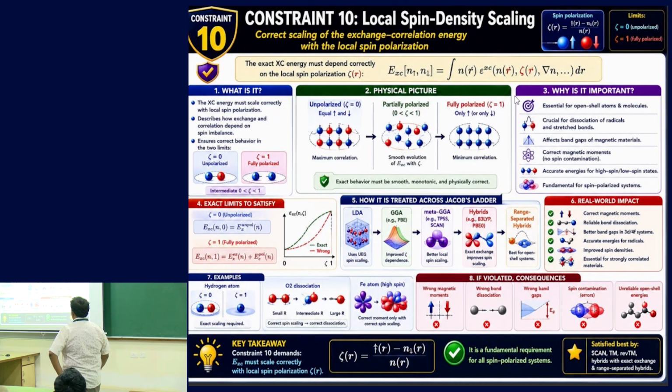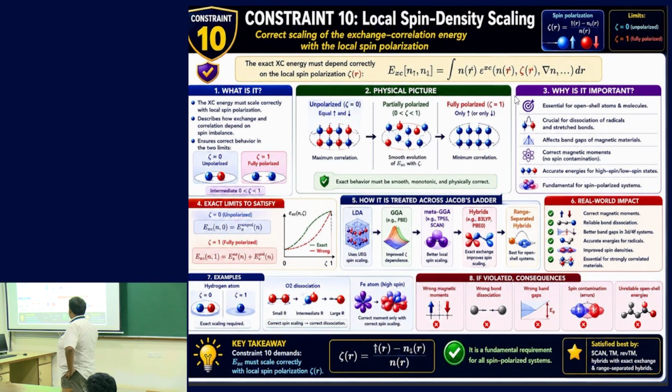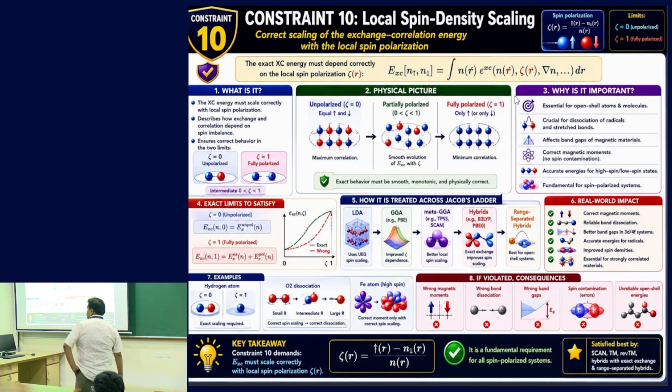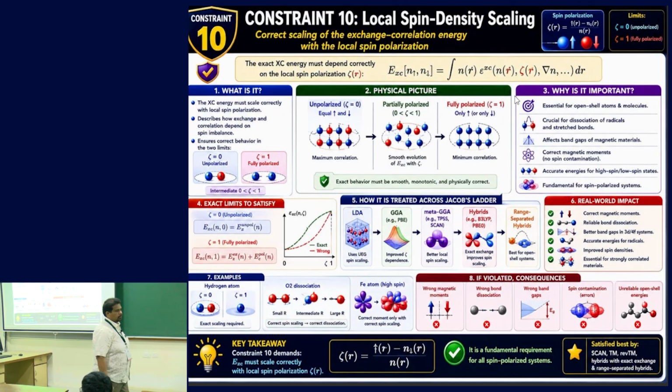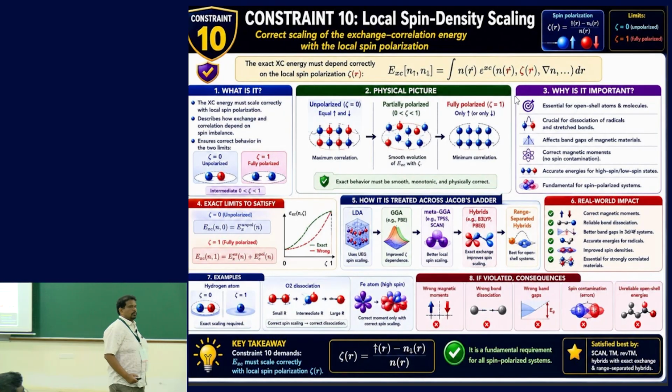Okay, these are the upspin, downspin. Like here it will be Xi 0, polarized is Xi 1. Okay, and all these things. And if it is violated, then this is the problem it will have. It will give you everything wrongly. Okay, so magnetic moment, band gap, and bond dissociation, all these things will go wrong.